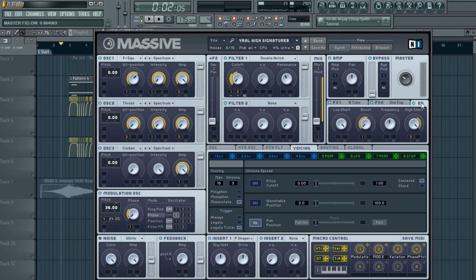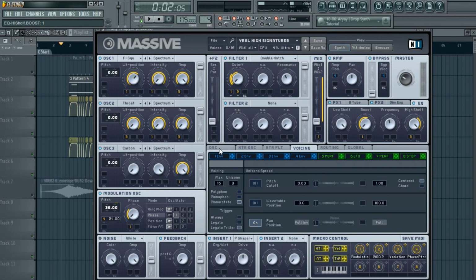On the EQ tab we have the low shelf going all the way up towards the right hand side, the boost going all the way down, the frequency pointing towards the R, and the high shelf all the way up. Now the boost is being modulated by the first macro from 0 to somewhere near the T, and the high shelf is being modulated by the third macro coming down to somewhere near the edge from the 100% position. Not exactly 100%, but this position I mean.